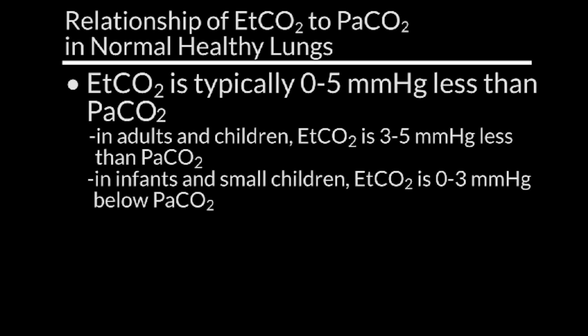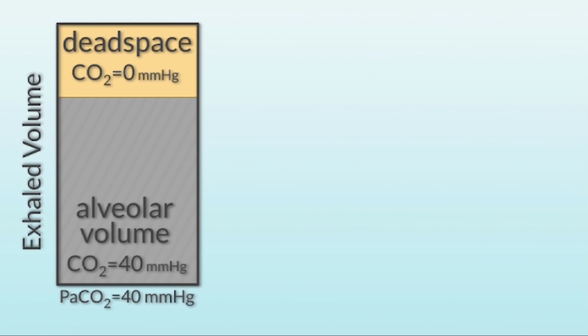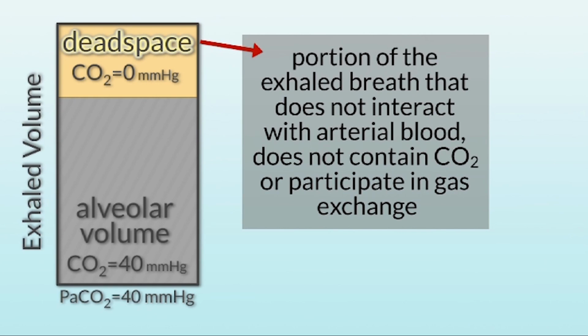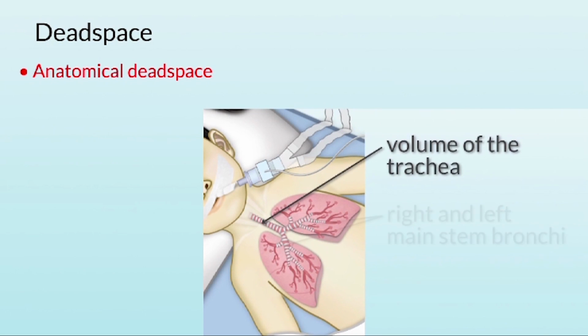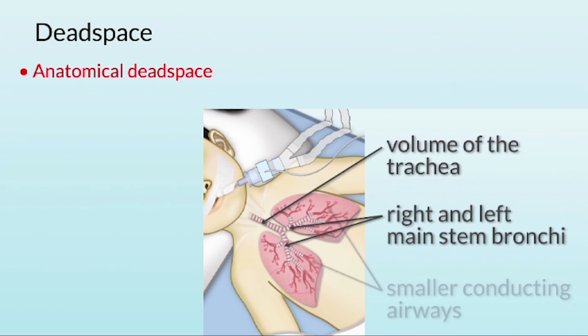To understand why there is a gradient at all, let's take a close look at an illustration of a normal exhaled tidal volume. An exhaled tidal volume can be thought of as having two components. The first component is the dead space volume. That is, the portion of the exhaled breath that does not interact with arterial blood and therefore does not contain CO2 or participate in gas exchange. There are three components that comprise the dead space volume. The first is the conducting airway's dead space. This is usually the volume of the trachea, the right and left mainstem bronchi, and any other conducting airways that don't have alveoli.